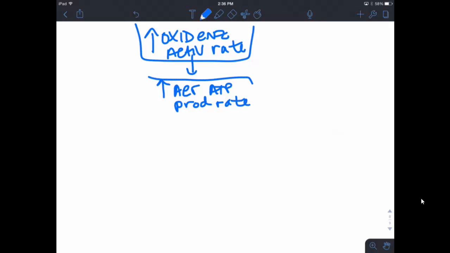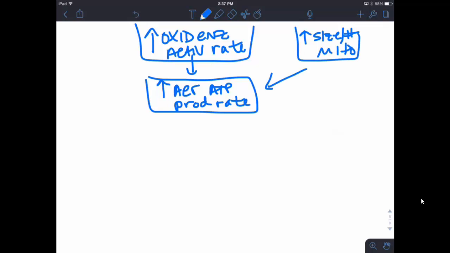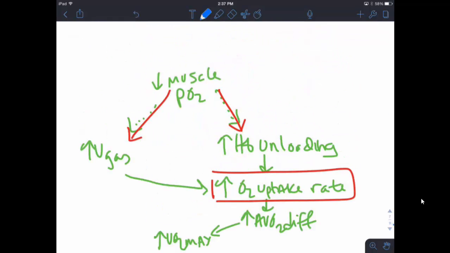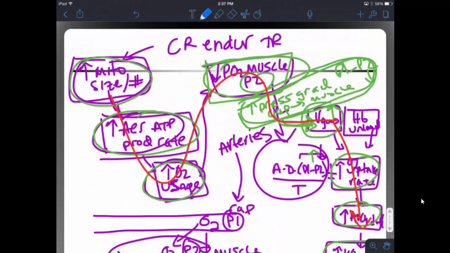Okay, we just saw this. Okay, so here we see an overlap. We already saw this with the increased size and number of mitochondria. Okay, so here we have complete overlap from what we've already talked about. So two things contributing to an increased aerobic ATP production rate. We've got enzymes becoming more active, and we have more and larger mitochondria.